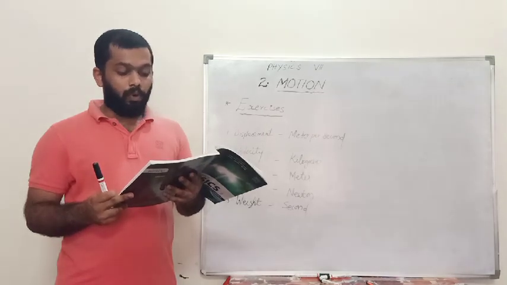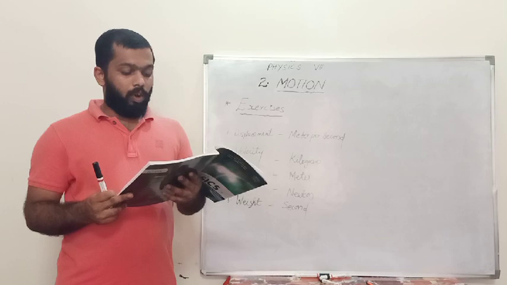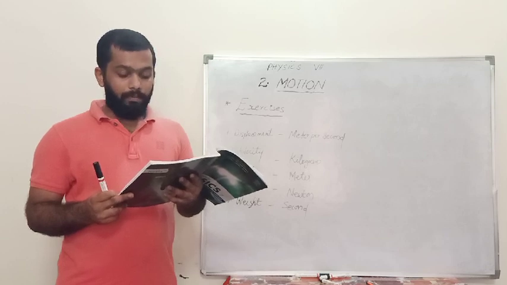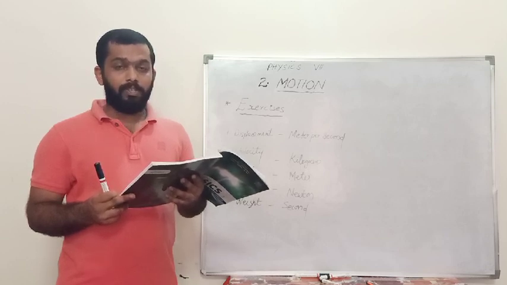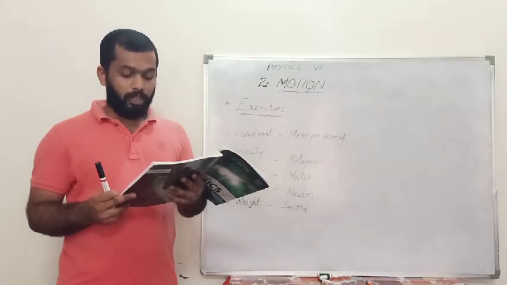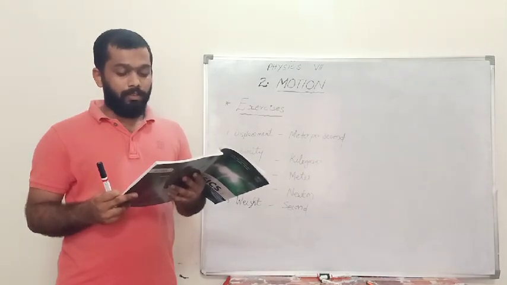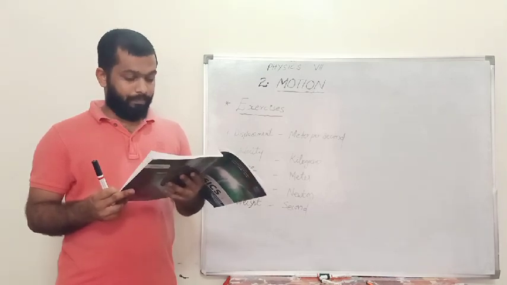Seventh one, which of the following relations is correct? Option A, speed is equal to distance into time. Option B, speed is equal to distance divided by time. Option C, speed is equal to time divided by distance. And option D, speed is equal to 1 divided by distance into time. Answer option B, speed is distance divided by time.